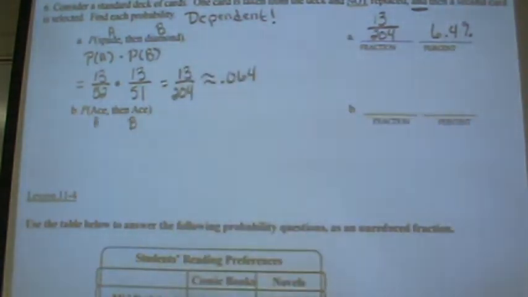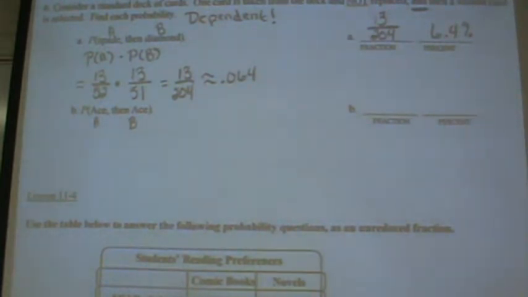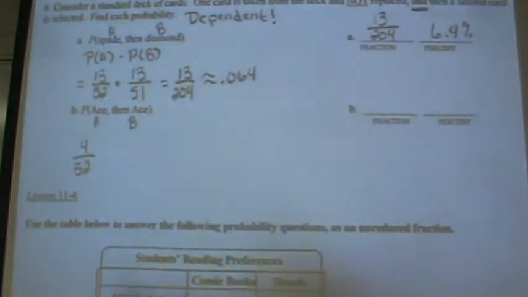For part B, we want to know the probability of drawing an ace and then drawing another ace. So event A is drawing the first ace, event B is drawing the second ace. To find the probability of event A, we know that there are 4 aces in a standard deck of cards. So you have 4 out of your original 52 for drawing that first ace.